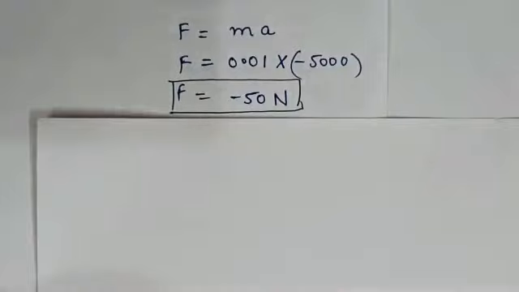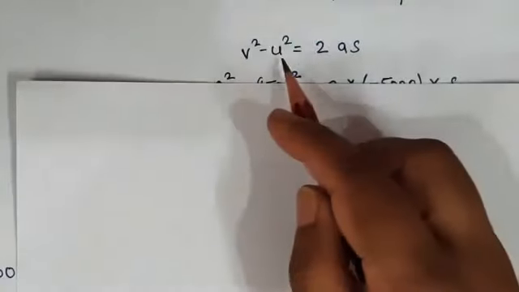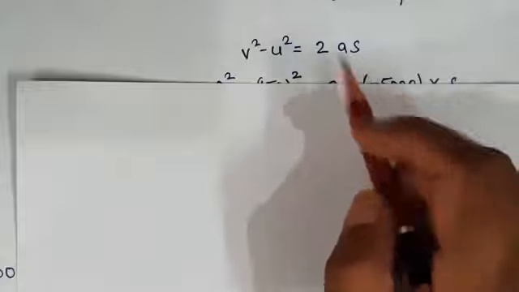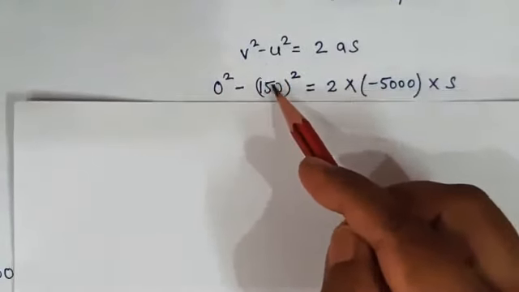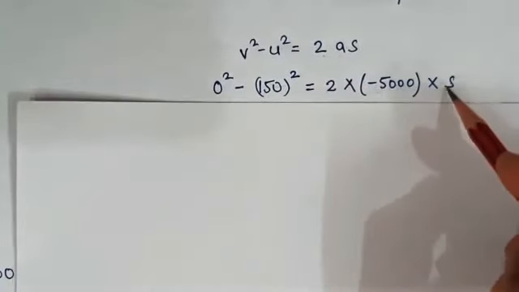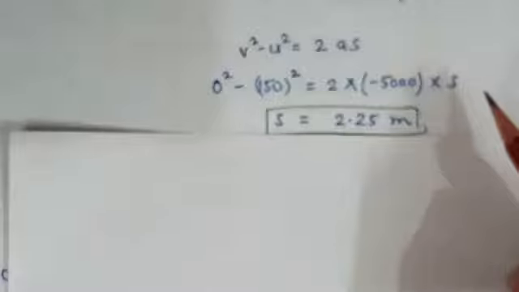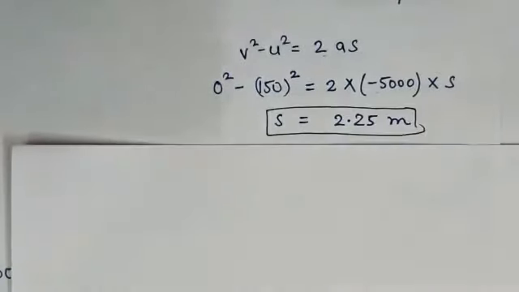Now only one thing is left, distance. For calculating distance, apply this formula: v square minus u square is equal to 2as. Now v you know, 0. u you also know, 150. Acceleration you know, minus 5000. Calculate the value of s. The s will be 2.25 meter. Clear? So this is question number 14.